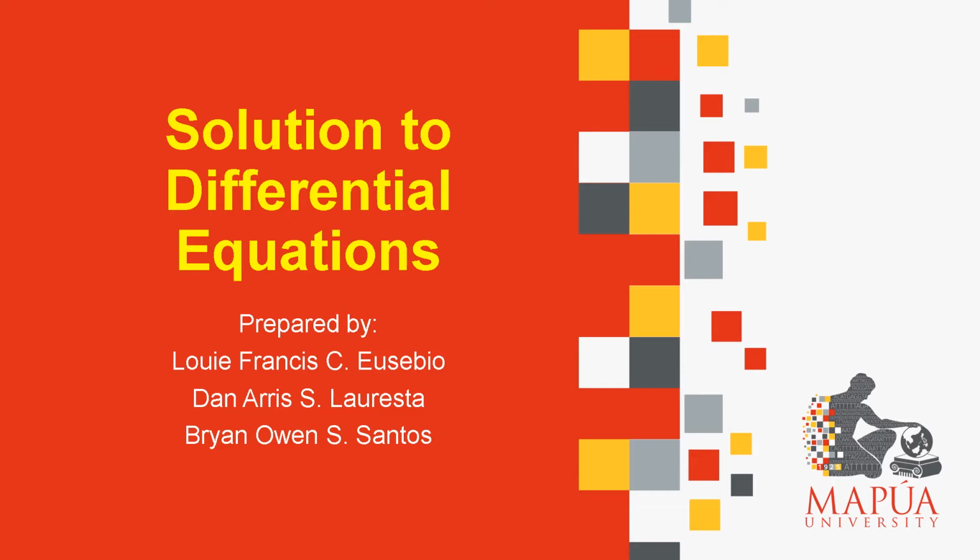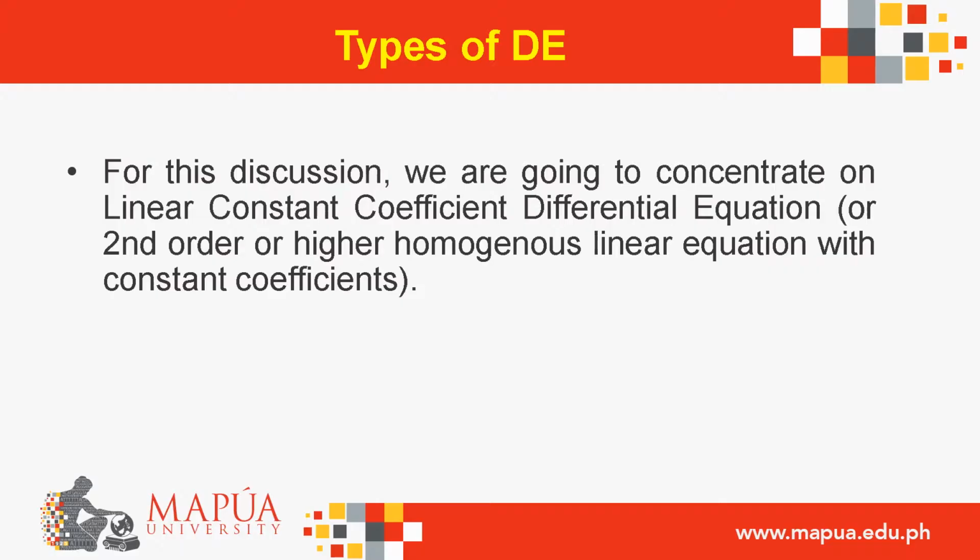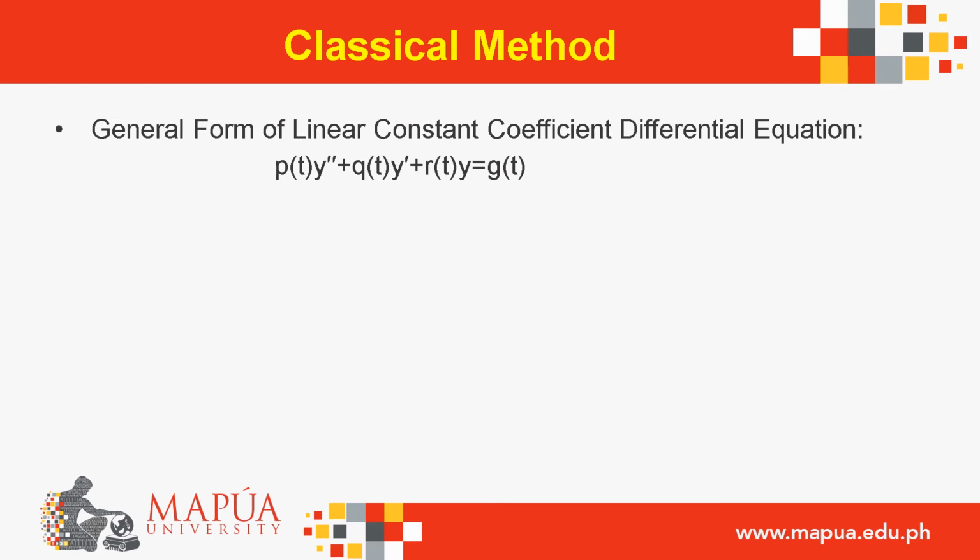Now, we go on to our topic, explaining the types of solutions for differential equations. For the types of differential equations, we are going to concentrate on linear constant coefficient differential equations, or the so-called second order or higher homogeneous linear equations with constant coefficients. There are two types in solving differential equations. First is the classical method.